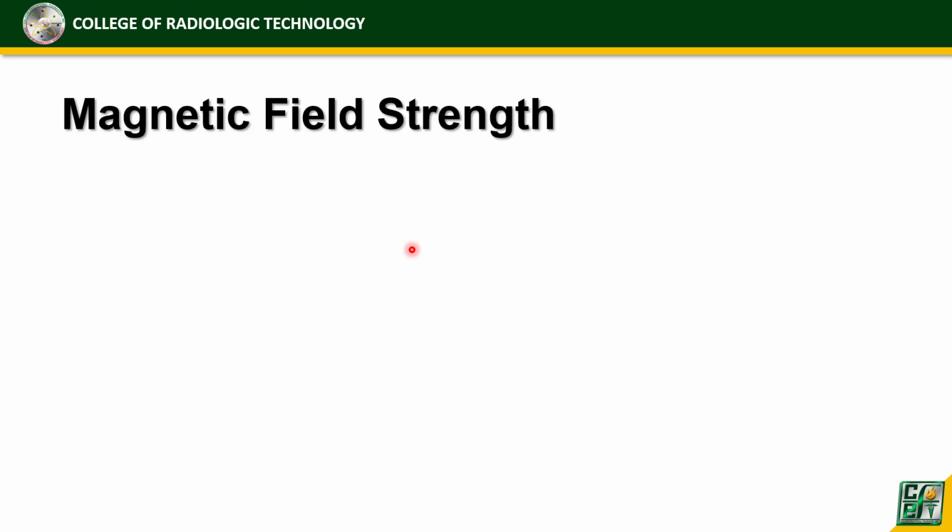Okay, magnetic field strength. The SI unit is Tesla. Older unit ay Gauss. Okay? Kaya kapag tinutukoy natin kung gaano kalakas ang isang MRI machine, we use Tesla. 0.5 Tesla, 1 Tesla, 1.5 Tesla, 2 Tesla, and 3 Tesla. Yung Gauss, malaki kasi masyado ang sukat ng Gauss.